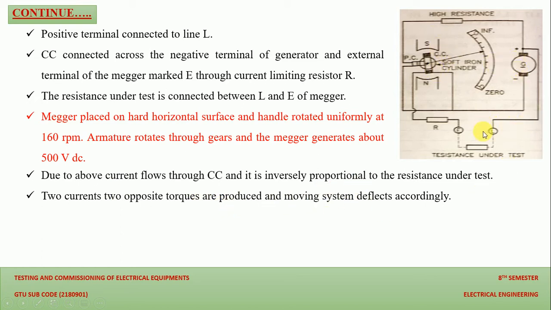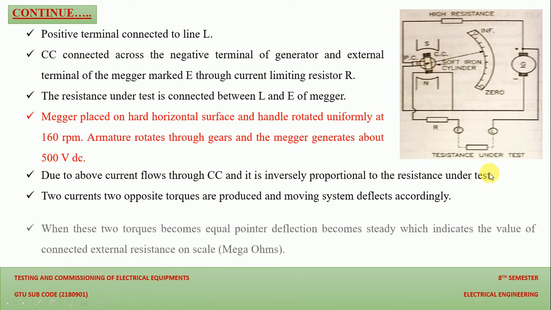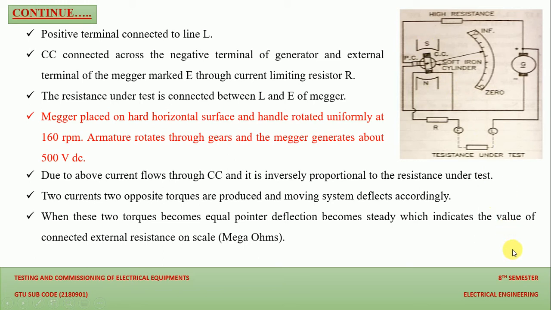So whatever the value of the resistance, according to that the current will transfer to the coil, and so it will produce the flux, and so it will produce the rated torque. The coils which are placed on the spindle, or we can say the T-shape iron core material placed on the spindle, will get deflected according to the torque produced in the coils. So when these two torques become equal, at that time the pointer deflection becomes steady.